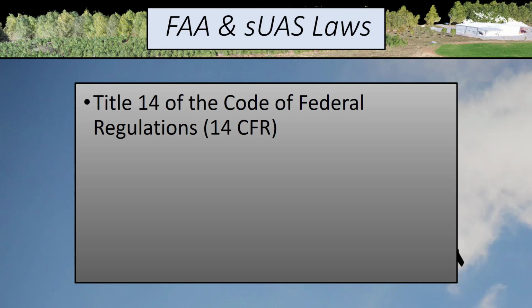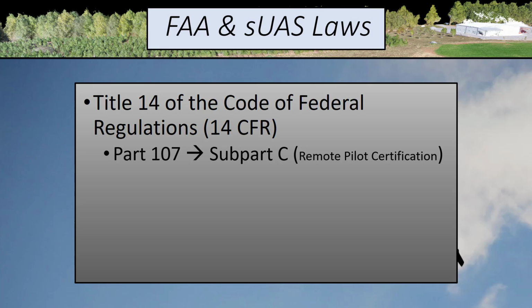Most of you watching this video are probably already aware of Part 107, as it has increasingly become the common term for the general regulatory framework that governs small unmanned aircraft systems. This is oftentimes why you hear the phrase Part 107 pilot or Part 107 license in reference to UAS pilot licensing. The specific section within Part 107 that discusses the remote pilot certification process is found under Subpart C.